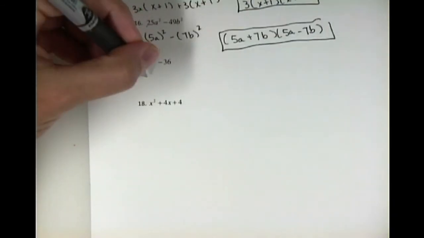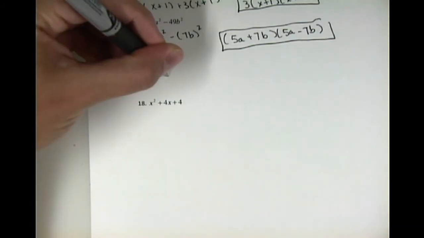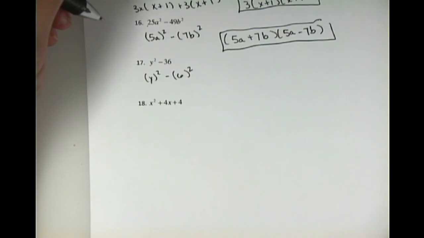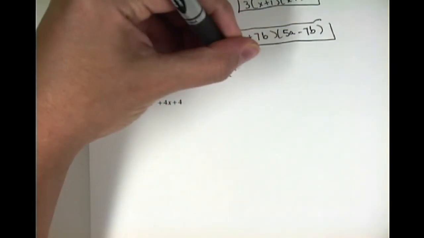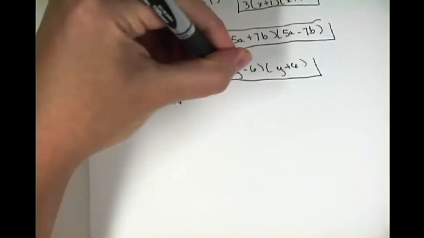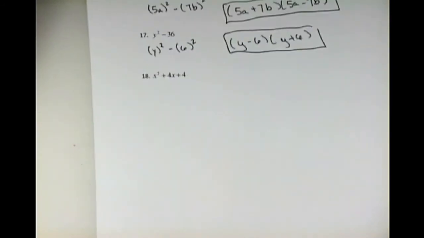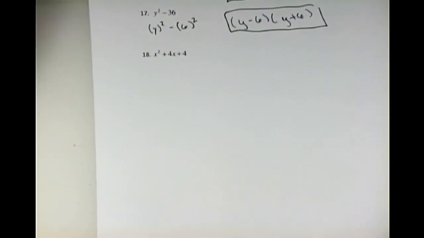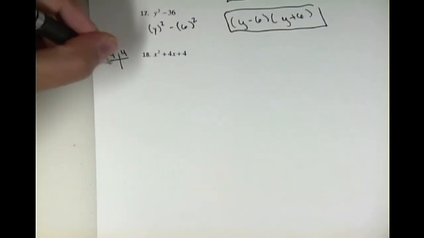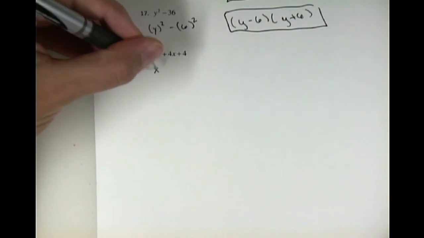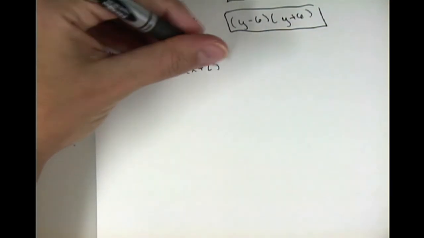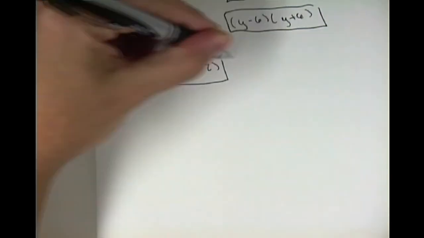The second one is also a difference of squares. It can be rewritten as y squared minus 6 squared, where y and 6 are your a and b terms, respectively. So this can be y minus 6, y plus 6. The bottom one looks like a perfect square trinomial. You want factors of 4 that add up to be 4, 2 and 2. So this should be x plus 2 times x plus 2. Taking the shortcut on that one.